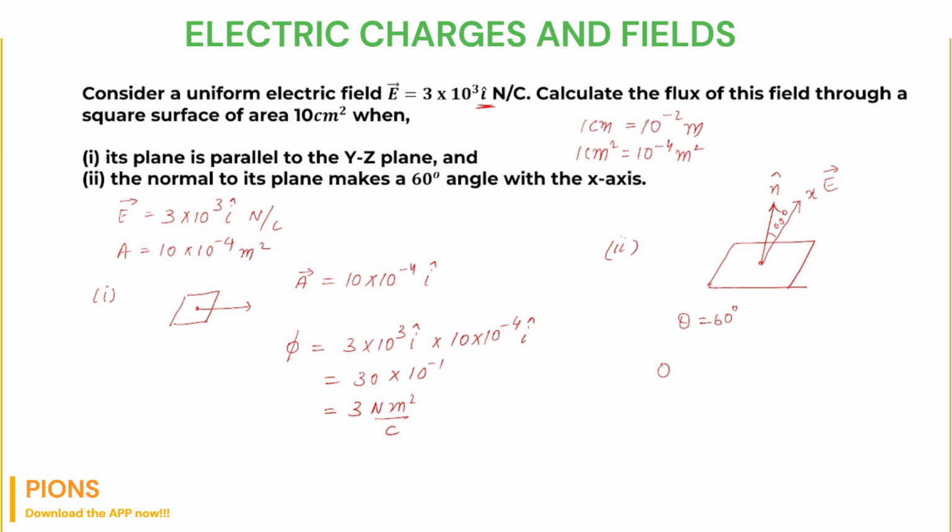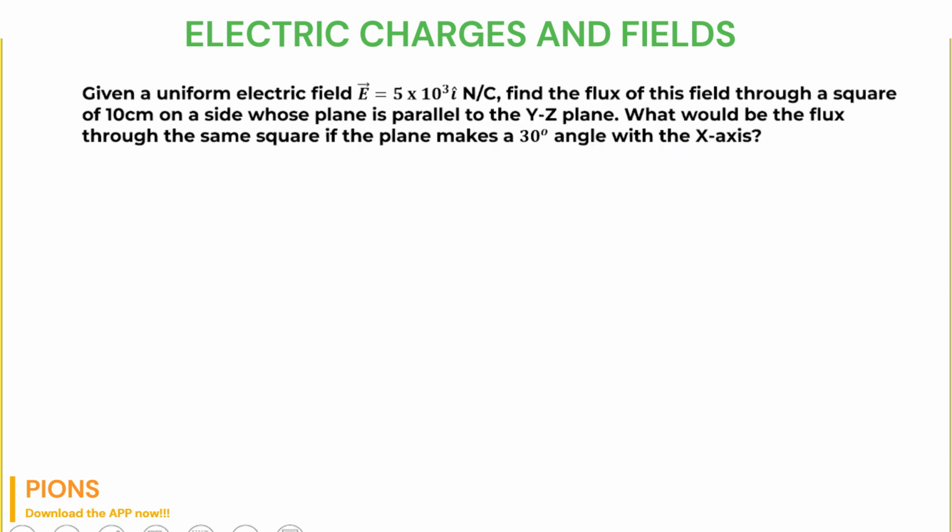So flux phi will be equals to EA cos 60 degree. In this case, second part, E into A, we already found it in the first part, which is 3, and cos 60 is 1 by 2. So in that case, it will be 1.5 Newton meter square per Coulomb. Any doubt?